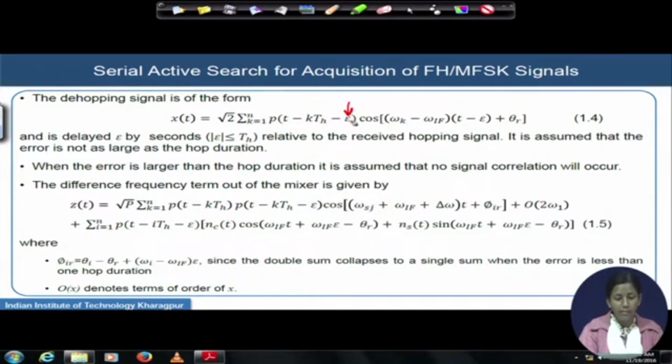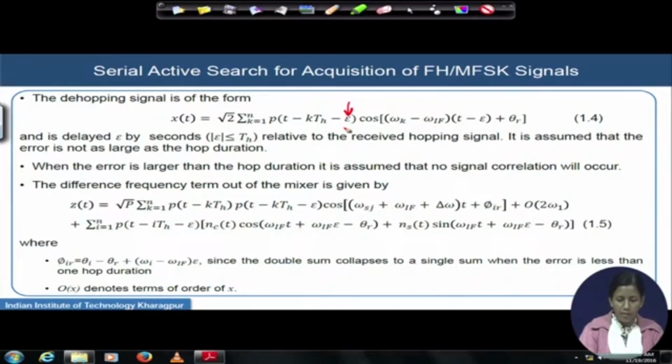So t minus kth will be further delayed by this time error, and you will also end up with the related term coming from the frequency section. This is for the kth frequency we are dealing with, and we have the intermediate IF frequency that we end up with after the mixer multiplication and the bandpass filter has done its job, and theta r is the remaining phase associated with the dehopped signal.